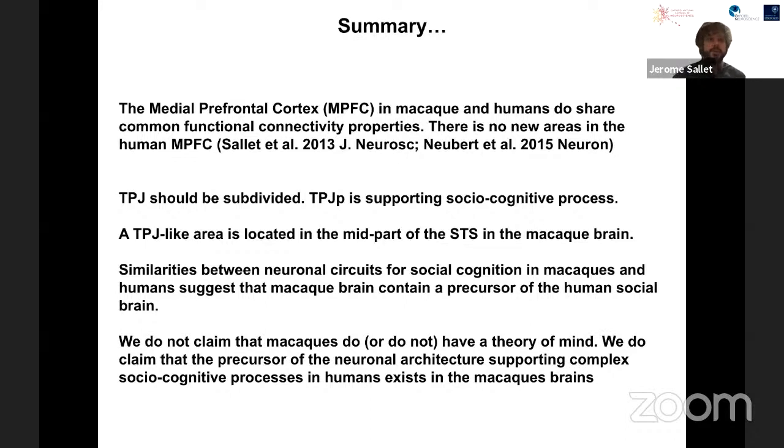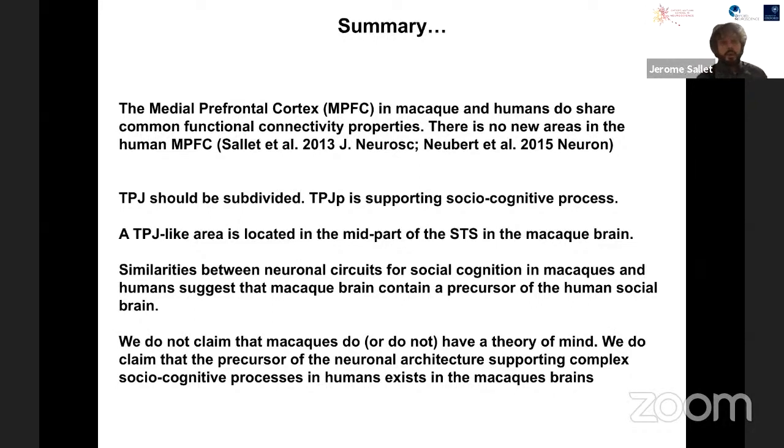This area is heterogeneous, and you should subdivide it and be accurate about which subdivision you are talking about. It's just the posterior part of the temporal parietal junction that is associated with mentalizing processes, with high order social cognitive processes. This posterior TPJ in humans, you could see not as a homologue, but as an area that shares a lot of similarities in the macaque brain. This TPJ-like area is located in the mid part of the STS.